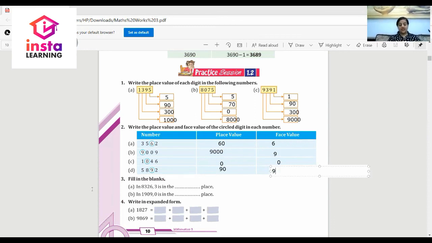Yes, it is. Next is fill in the blanks. In 8326, 3 is in the 100 place. So just write here 100. In 1909, 0 is in place of tens. Just write tens place like this. Okay, students, like this you will learn how to do place value and face value too.